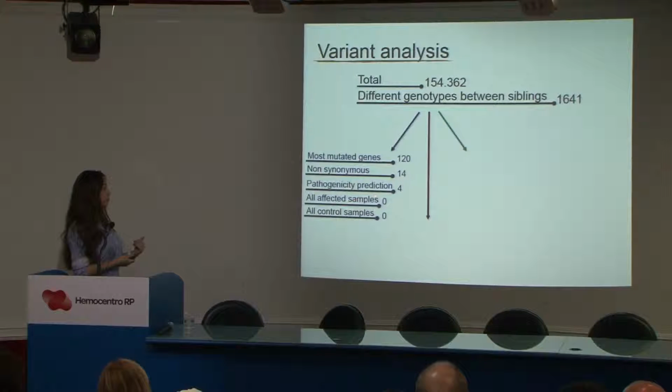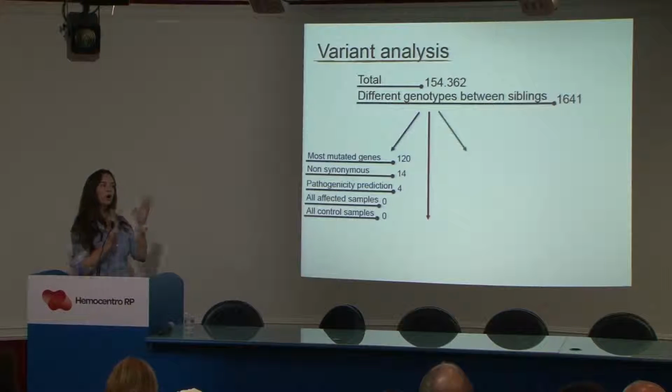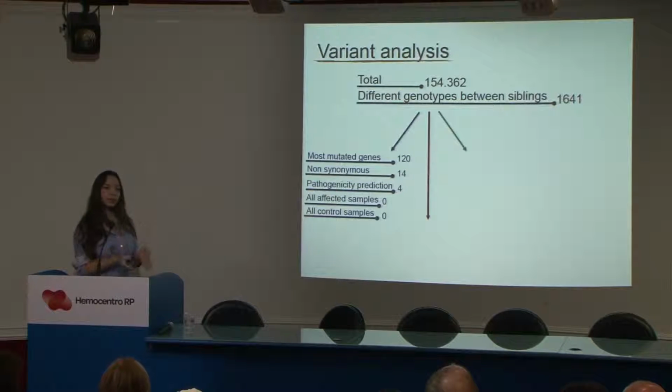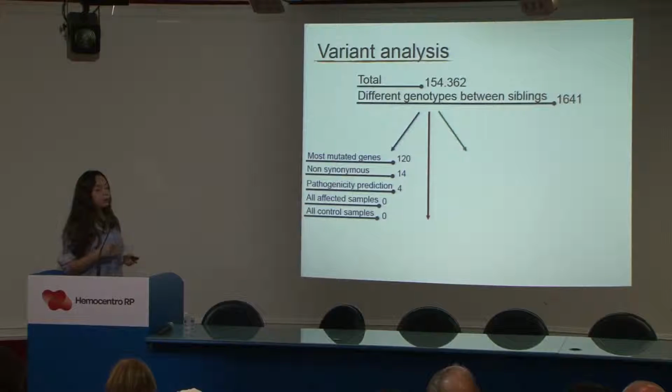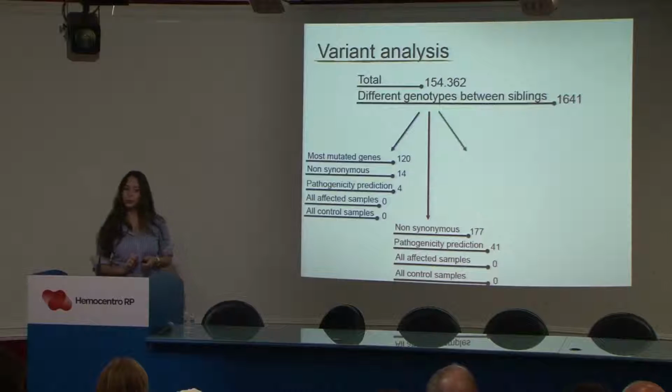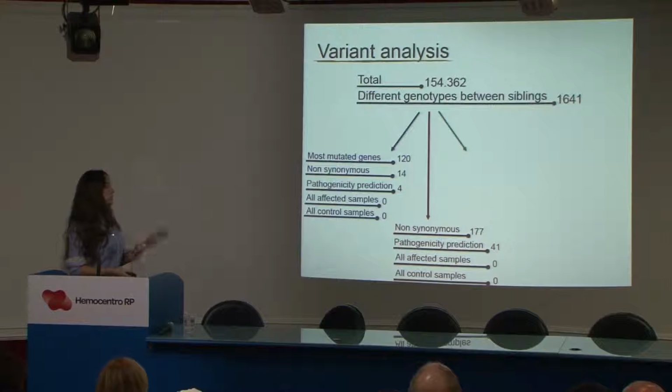And then for pathogenicity prediction, only 4 remained, but none of them was present in all affected samples or in all control samples. Because of that, we made another filter, starting again from non-synonymous variants, and we got 177 mutations. Then we made the pathogenicity filter with 41 mutations, but again, none of the mutations were present in only affected samples or only control samples.